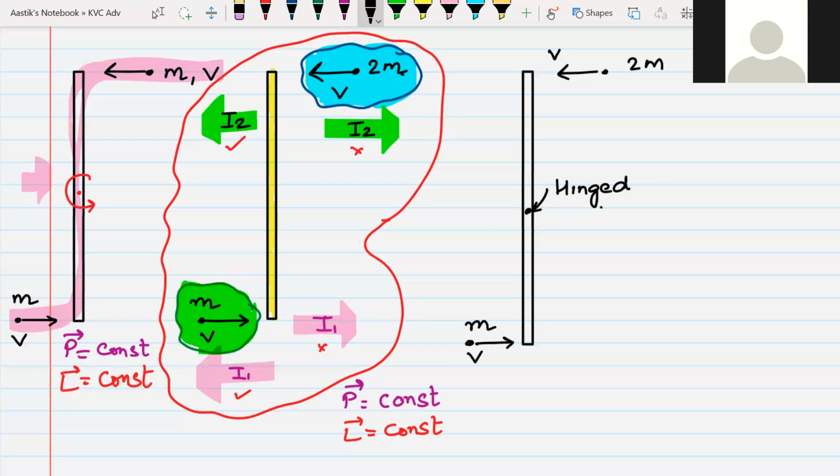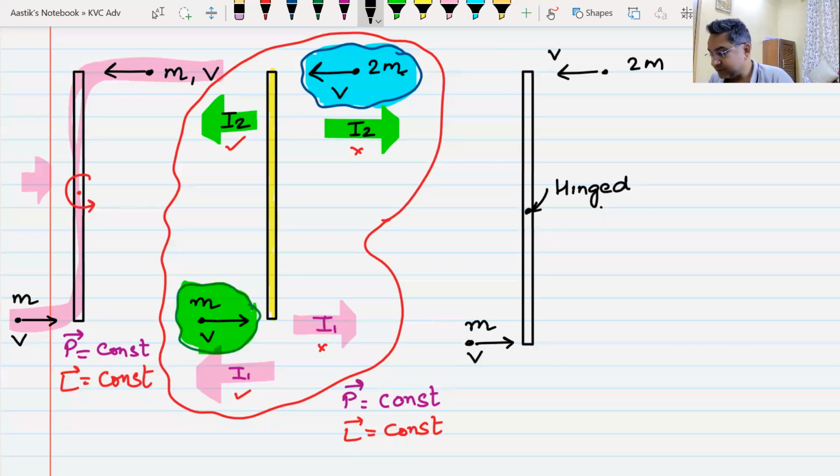What is the difference between this case and the second case? It is hinged, sir. So what difference does the hinge make? If you understand that difference, you are done. What difference does that hinge make? What difference does the hinge make? No difference. You just put a nail and you hinge it. What difference does it make?